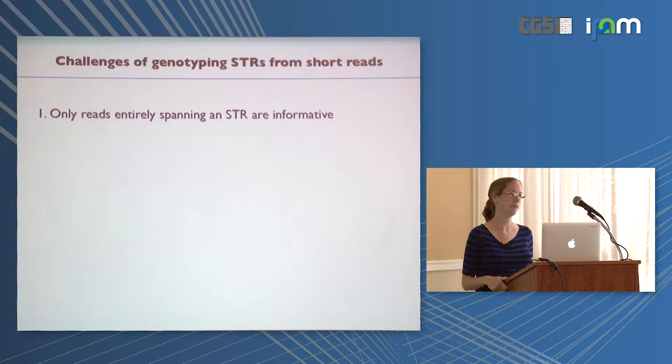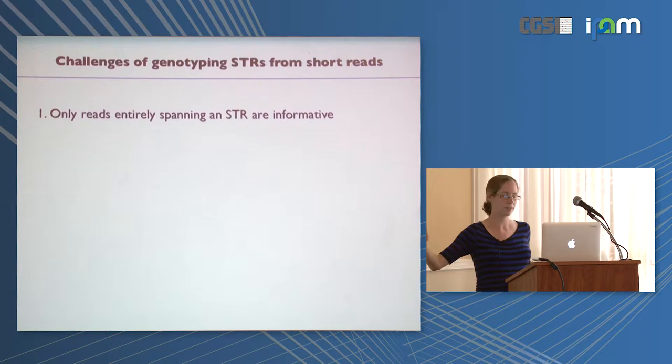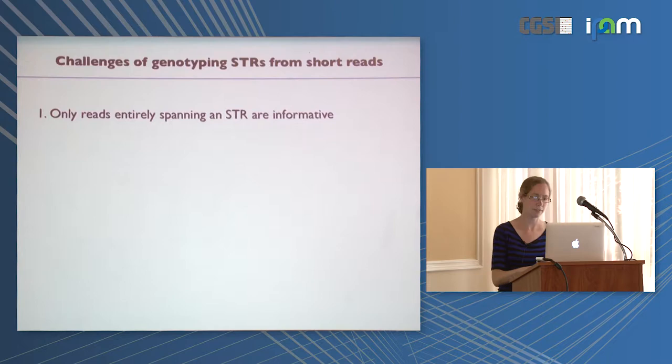And just as a prereq, we all know this, I think, but if you're looking at next generation sequencing data, you don't just sequence the genome in one big long read, although I guess we're maybe getting closer to that, but we chop up the genome into a bunch of little pieces. So we have a bunch of little pieces called reads. So the first challenge that we thought about was, okay, if I have this repeat, well, only reads that entirely span the STR can really be that informative about the number of copies of the repeat that are present.